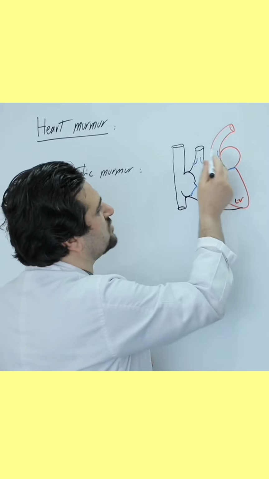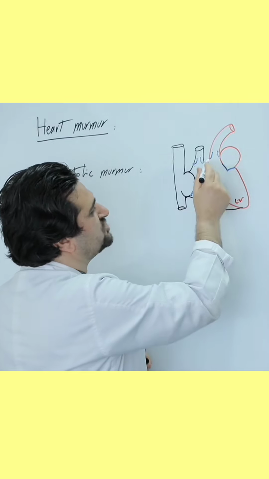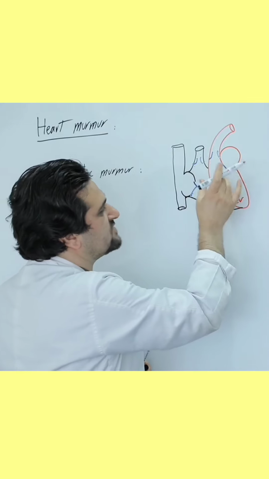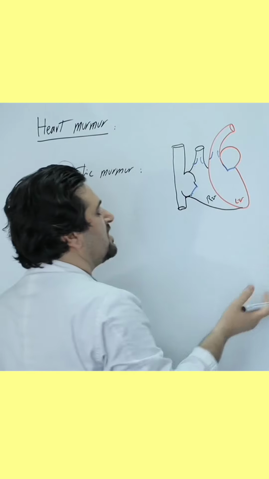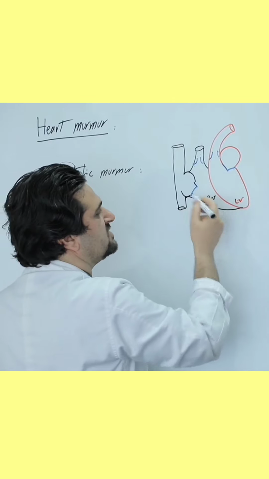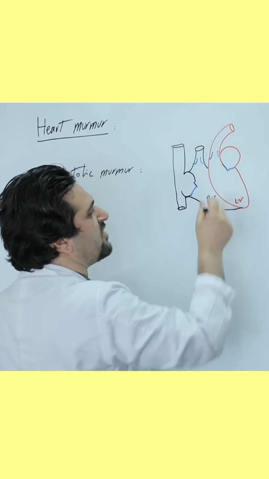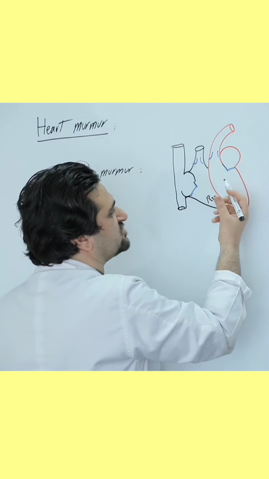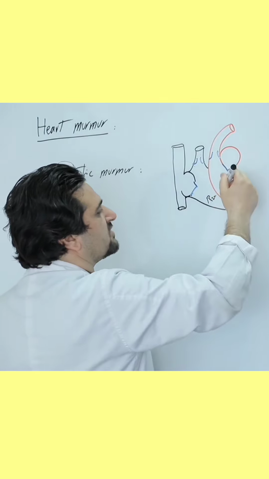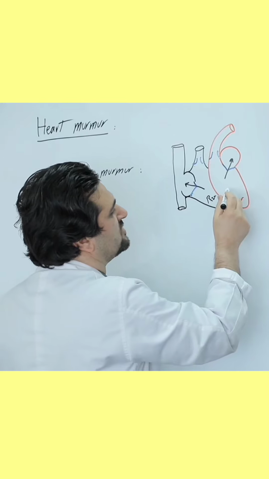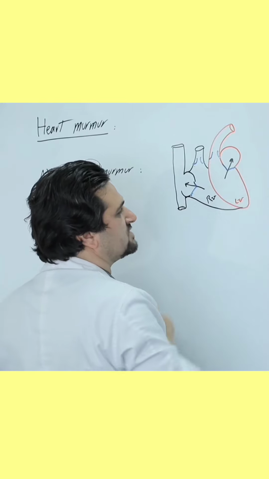Therefore, the turbulent blood flow and the murmur caused by aortic valve stenosis and pulmonary valve stenosis are both heard during the systolic phase. In the systolic phase, as we mentioned, we expect the mitral and tricuspid valves to be closed. However, if there is insufficiency of these valves, when the left ventricle contracts, some of the blood flows back into the atria. Because during systole, there is a gradient between the ventricles and the atria.